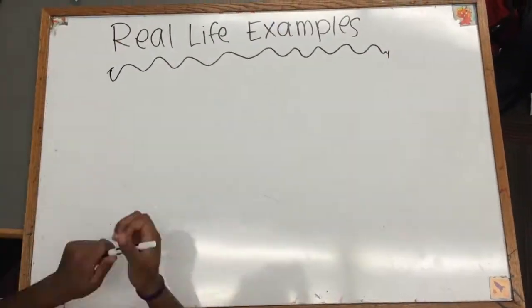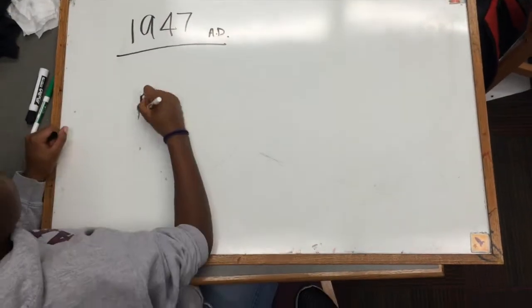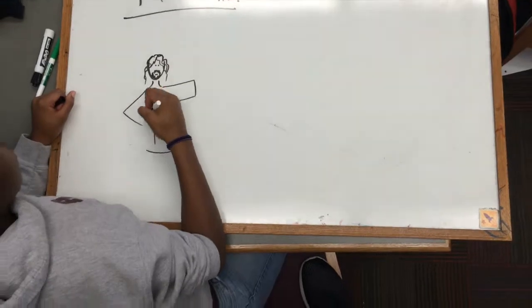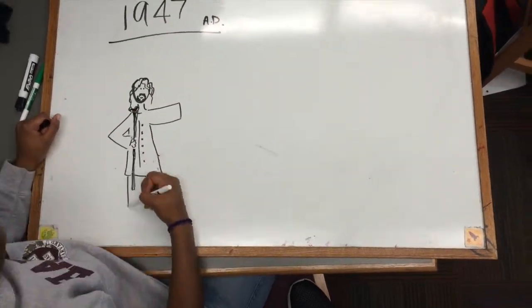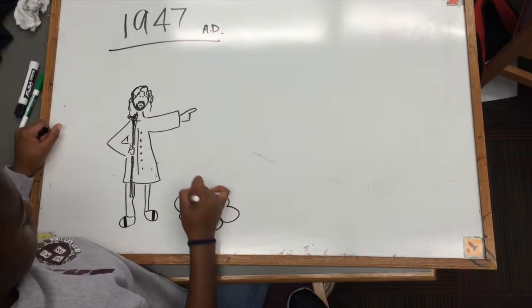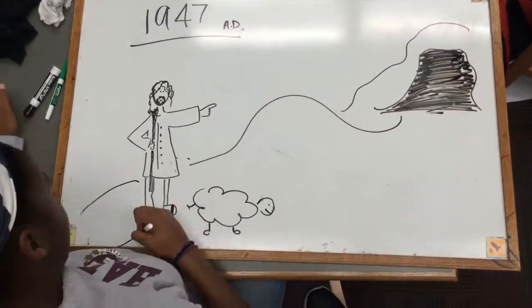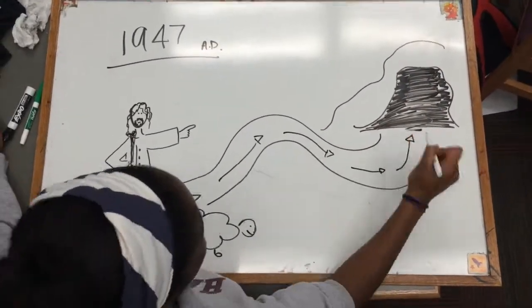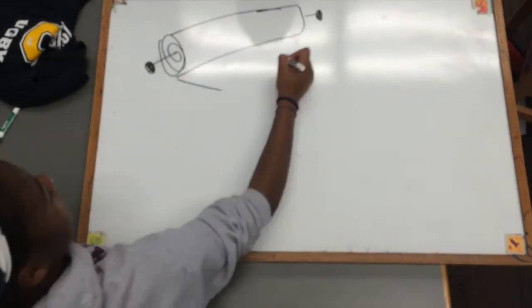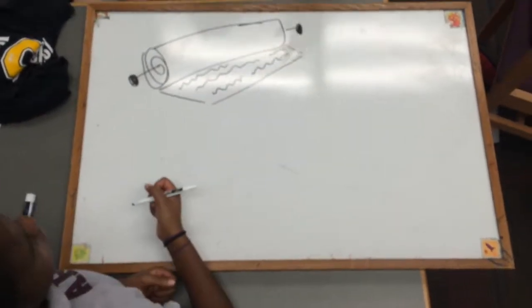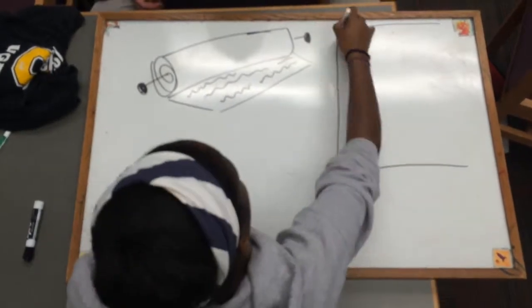Now here's a real-life example. In 1947, a young shepherd discovered a cave. In there, he found 2 scrolls, written in the time of Jesus. These are known as the Dead Sea Scrolls. Scientists have carbon dated them to about 2,100 years back. These are the second oldest forms of literature from the area.